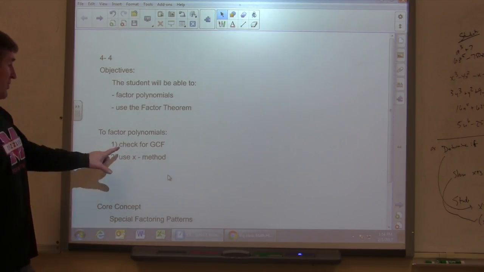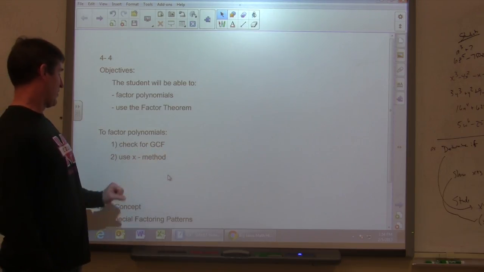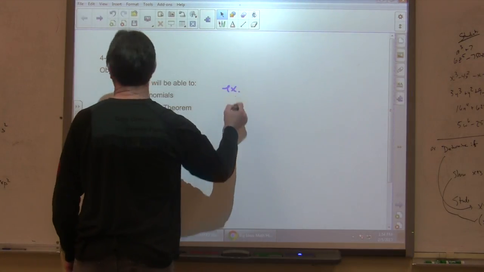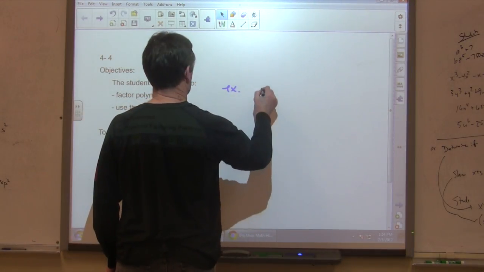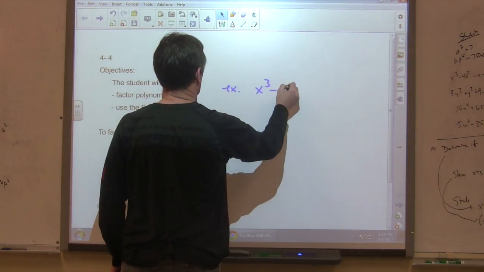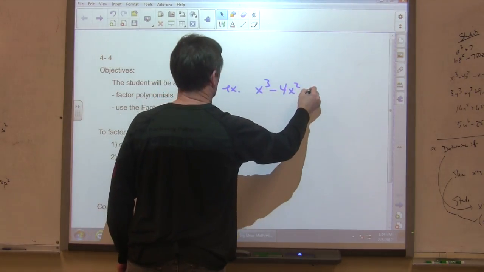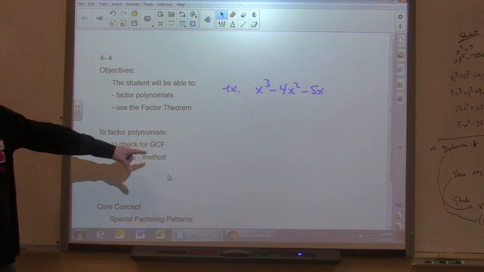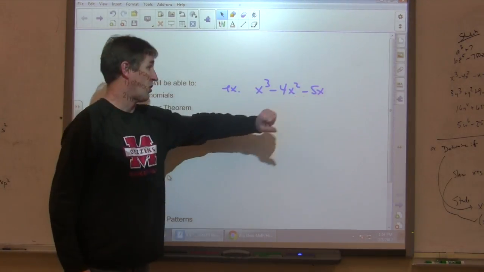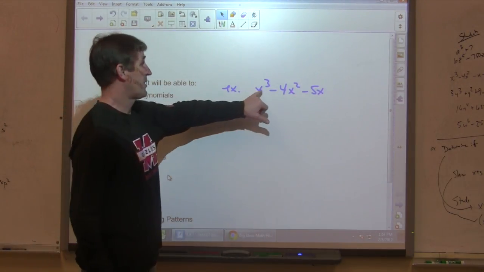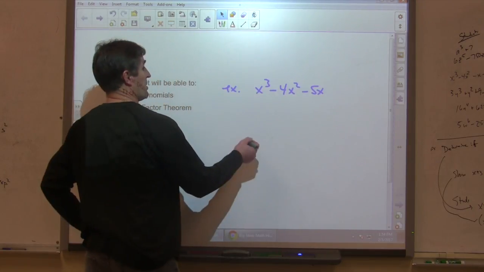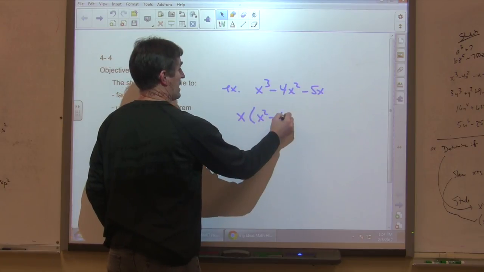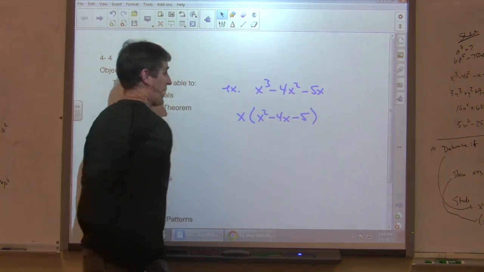So remember, when we factor, the first thing we want to do is check for the greatest common factor and then use the X method. So if we were, as an example, to do x cubed minus 4x squared minus 5x, and we were supposed to factor that. So the first thing we do is check for the greatest common factor. There's no number that goes into all those other than 1, which doesn't help us, but there is an x in front of each of those, in each one. So I'm going to pull an x out, and then I get x squared minus 4x minus 5.